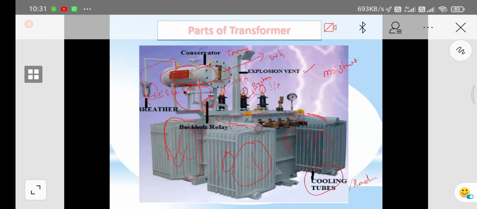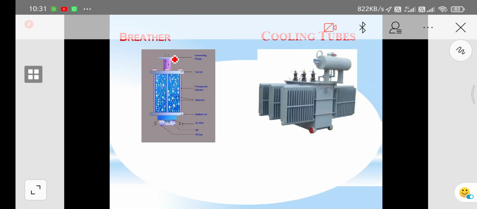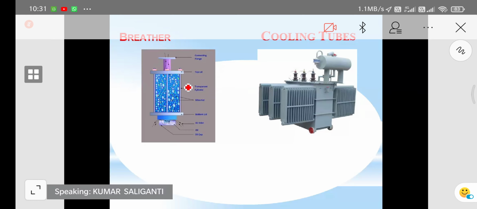But how? Generally the moisture is along with the air. So the breather should breathe in, because within the breather the silica gel will be there. Generally the natural color of silica gel is what here? Blue. You can see, this is the breather here. Generally the moisture is along with air, the breather should breathe in, because within the breather silica gel will be there.